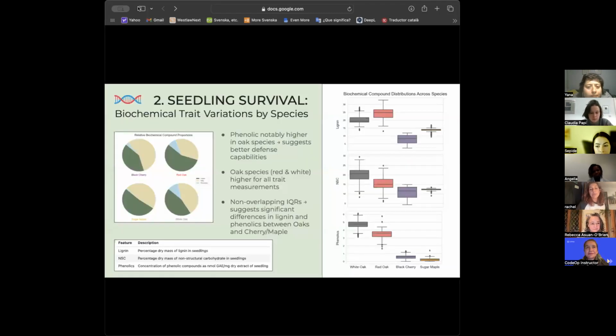So before we moved on to looking at survival, we wanted to get a comprehensive understanding of differences or similarities in traits. The first one that we looked at was the differences in lignin, non-structural carbohydrates, and the phenolics between the species. What it suggested are intrinsic differences between the species, with the oaks represented by the red and the grey boxes being notably higher than the cherry or the sugar maple, particularly in lignin concentrations.